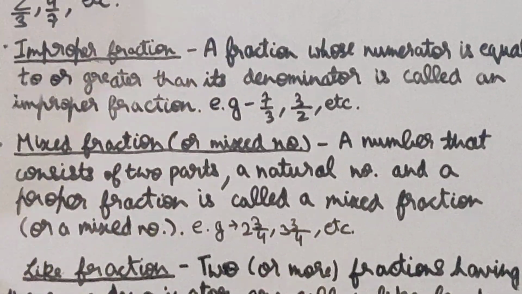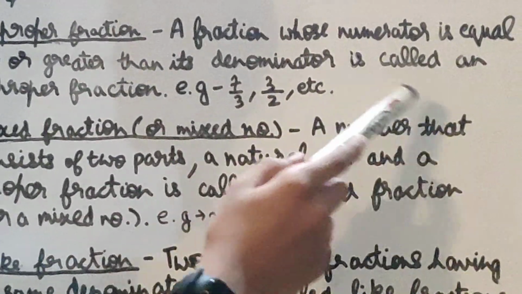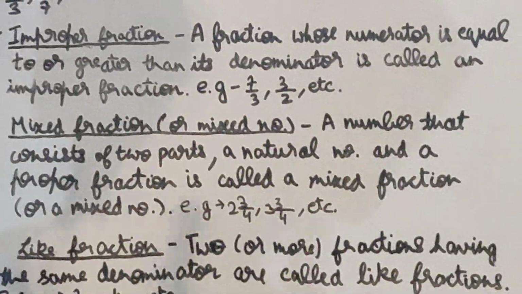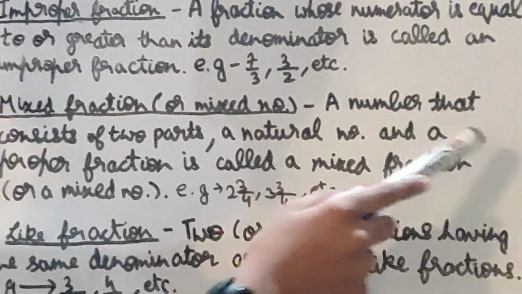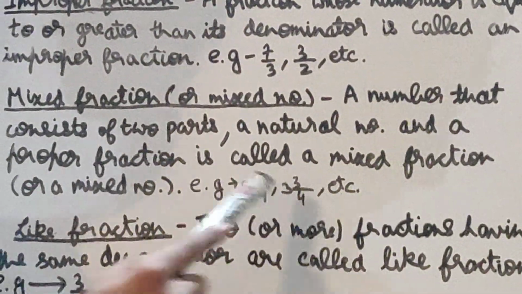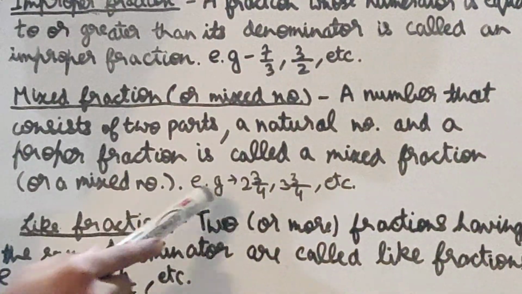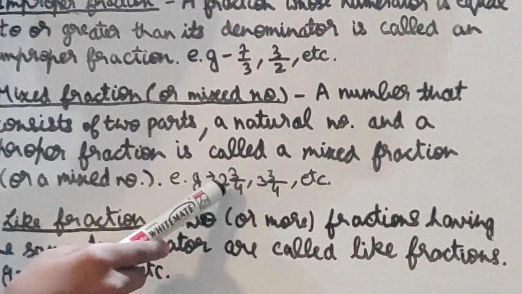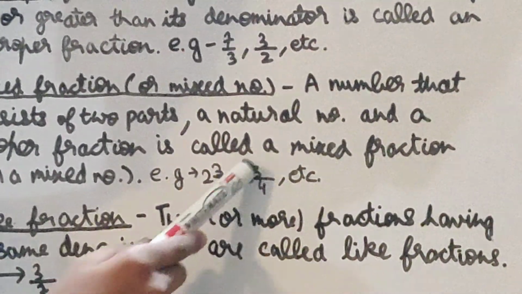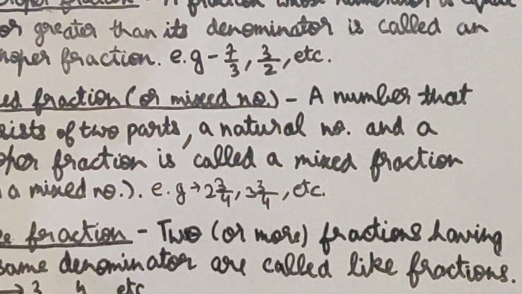Then mixed fraction or mixed number. A number that consists of 2 parts, a natural number and a proper fraction, is called a mixed fraction or a mixed number. Example, 2 3/4, 3 3/4, etc.